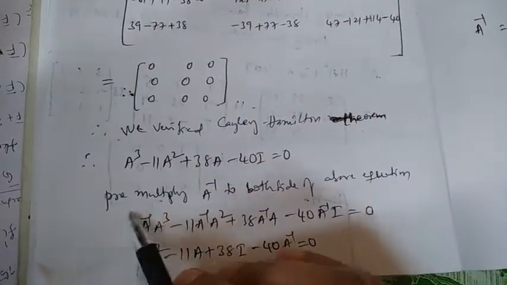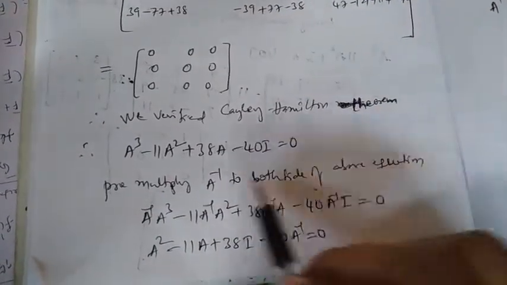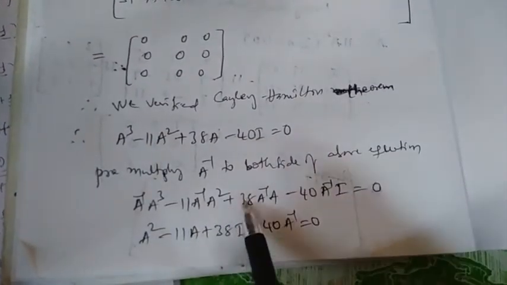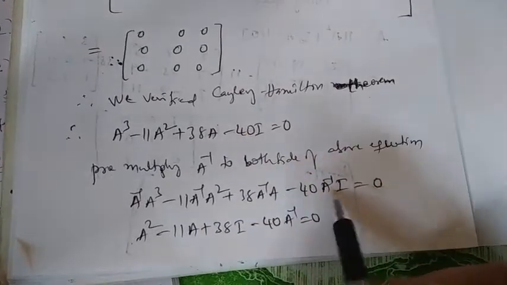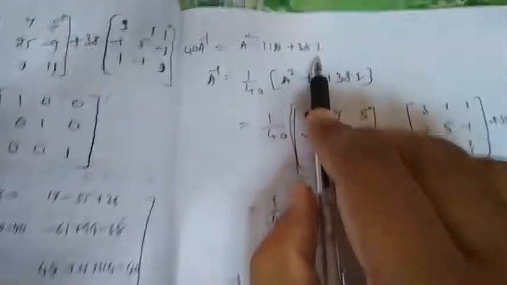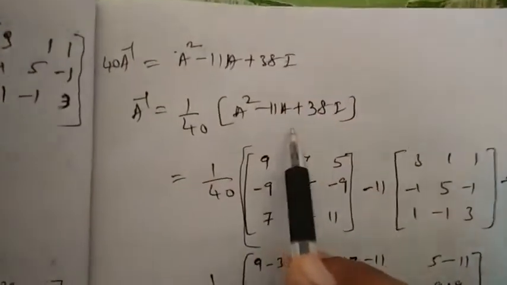Now next step, we need to find the inverse of A. By the Cayley-Hamilton theorem the polynomial equals 0. To find the inverse, simply multiply both sides of the equation by A inverse. Okay. Now A inverse into A cube minus 11 A inverse into A square plus 38 A inverse into A minus 40 A inverse into I equals 0. Now put A inverse aside and move the remaining terms to the other side: 40 A inverse equals A square minus 11A plus 38I. Okay. Now next, A inverse equals 1 by 40 times A square minus 11A plus 38I.